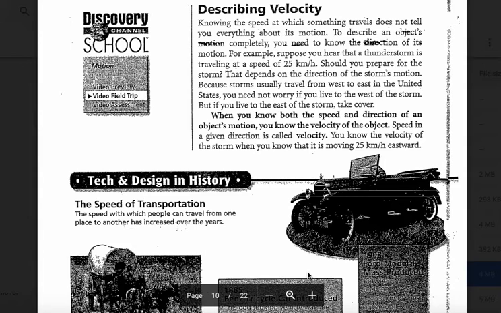When you know both the speed and direction of an object's motion, you know the velocity of the object. Oh my gosh, excuse me, I yawned right in the middle of the sentence. When you know both the speed and direction of an object's motion, you know the velocity of the object. Speed in a given direction is called velocity. Speed and direction is what velocity is. You know the velocity of the storm when you know that it is moving 25 kilometers per hour eastward.